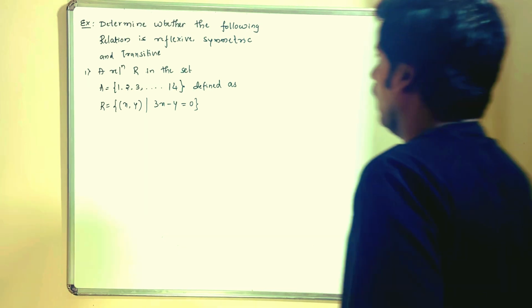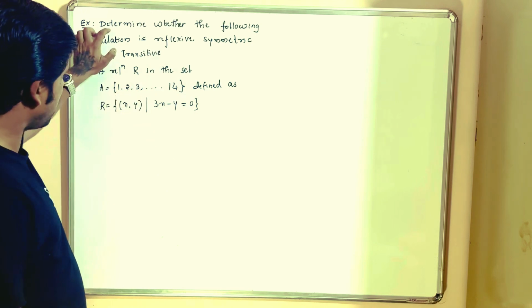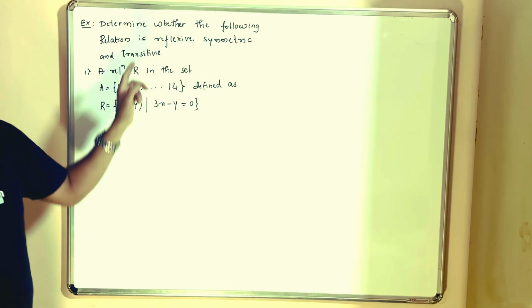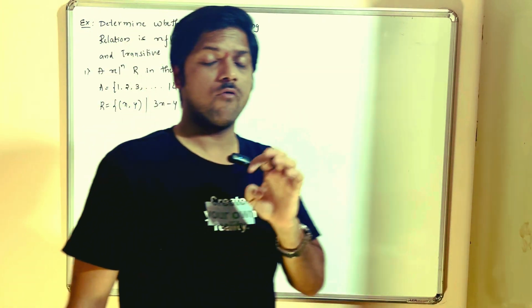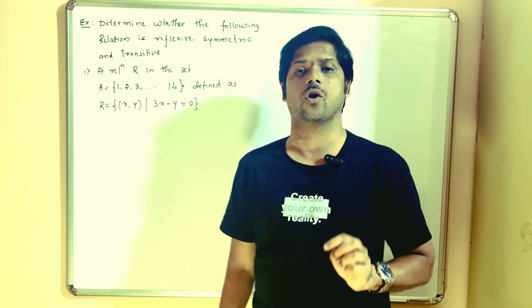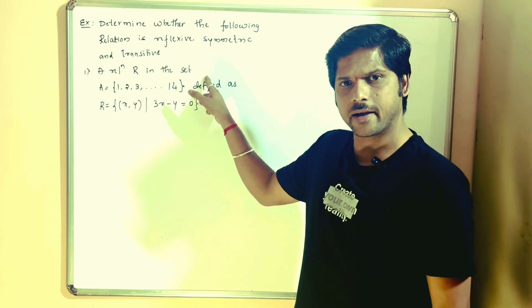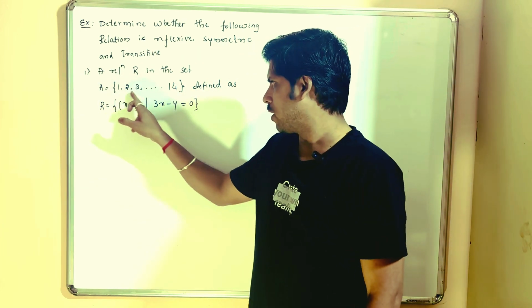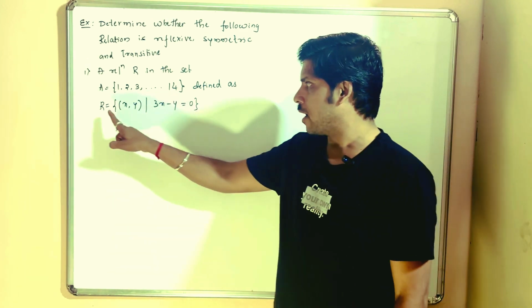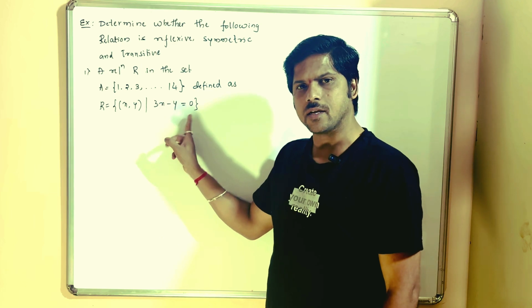Okay, yes, now we'll consider one example here. Determine whether the following relation is reflexive, symmetric and transitive. Here we have to check whether the given relation is reflexive, symmetric or transitive or not. Okay, so here the given relation is a relation R in the set A, where A is 1, 2, 3 and so on up to 14, and the relation is defined as the ordered pair (x, y) such that 3x minus y is equal to 0.